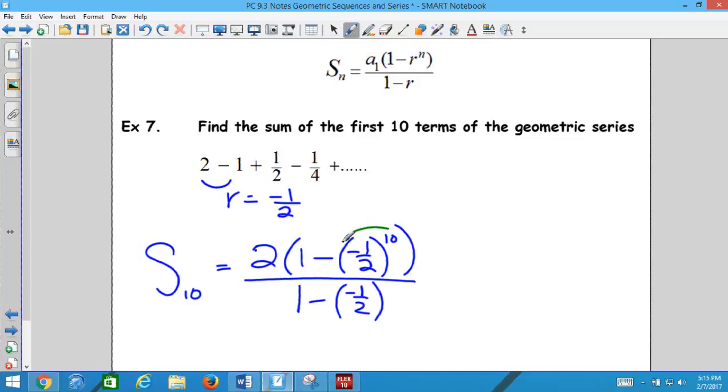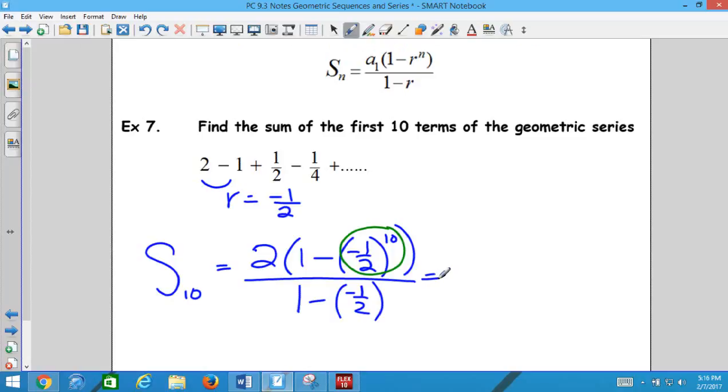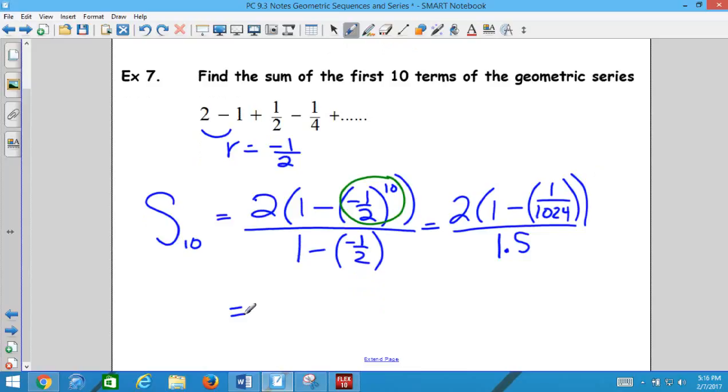If I take the power first, 2 times parentheses 1 minus, I'm going to get a positive 1 over 1,024, because 10 negatives will become a positive. And then on the bottom we've got 1 minus negative, so that'll be 1 plus 1/2, that's 1.5 or 3/2, however you want to write it, it's fine. And then at that point I'll probably type that in my calculator. And we should get 65 over 27.